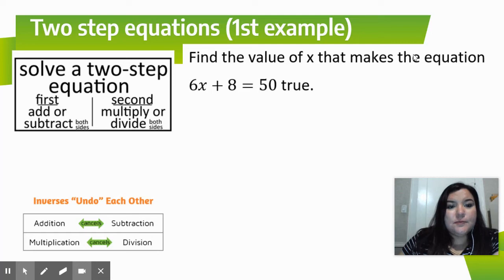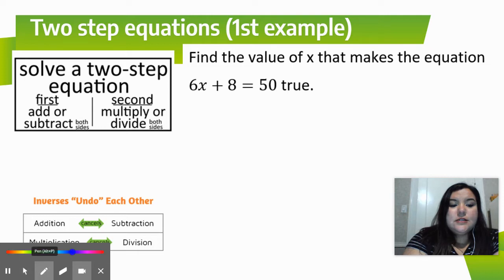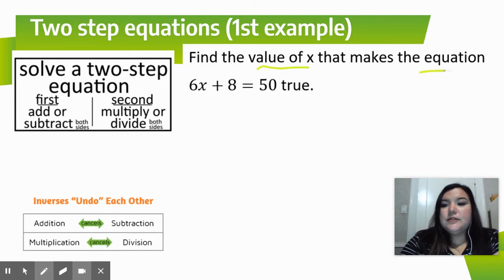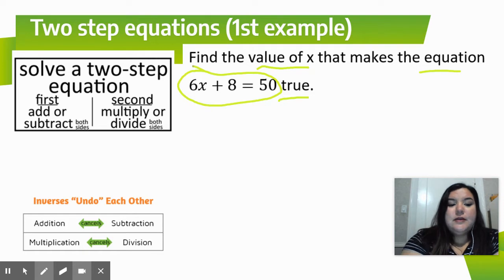At this particular question, we are going to be solving equations. Our question or statement here is: find the value of x that makes this equation true. So we have this equation, 6x + 8 = 50. I'm going to go ahead and write that down at the bottom. So we have 6x + 8 = 50.